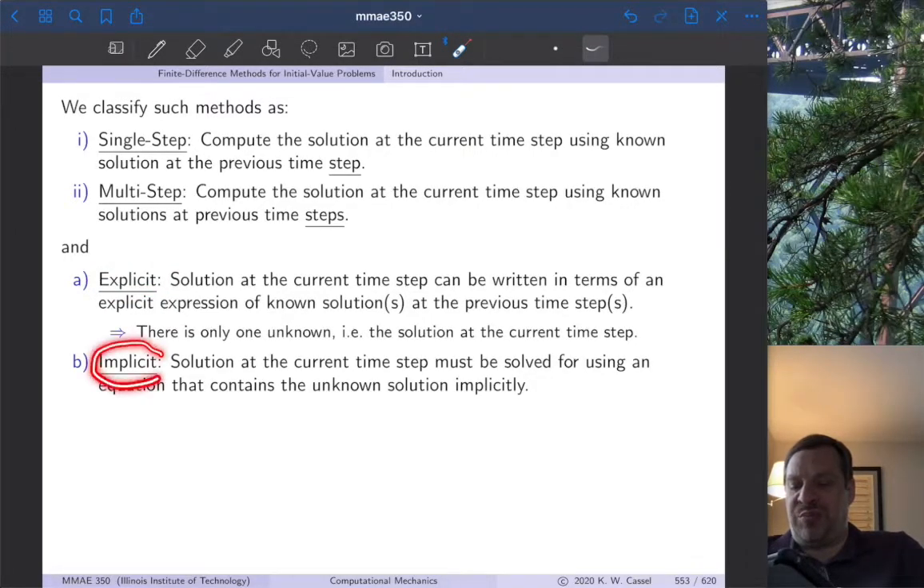So those are explicit. You have one unknown equal to a whole bunch of stuff you know. An implicit method means essentially that you have more than one unknown. Rather than just having the one unknown at the current time step, you might have multiple unknowns at the current time step that you're solving for implicitly. So we'll walk through these methods and just ask yourself, is it single step or multi-step? And is it explicit or implicit? And again, we could have a single step, explicit or implicit method.